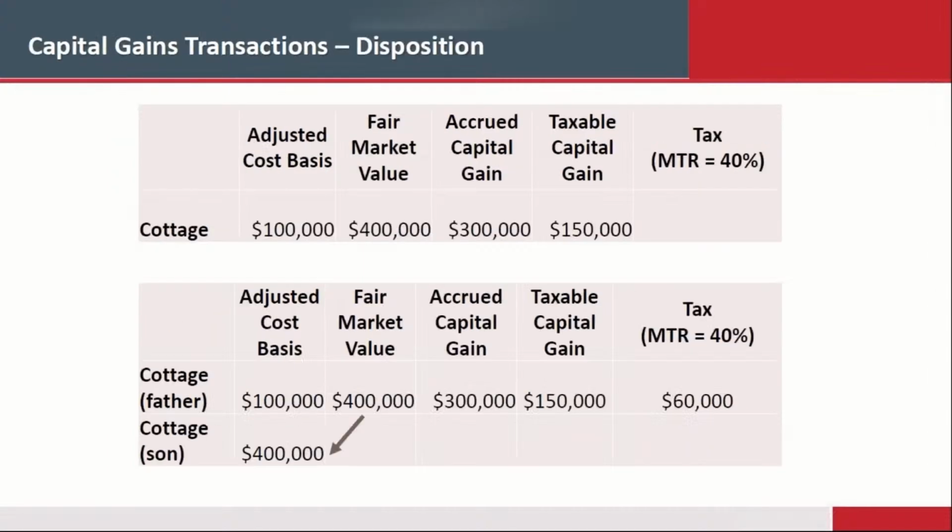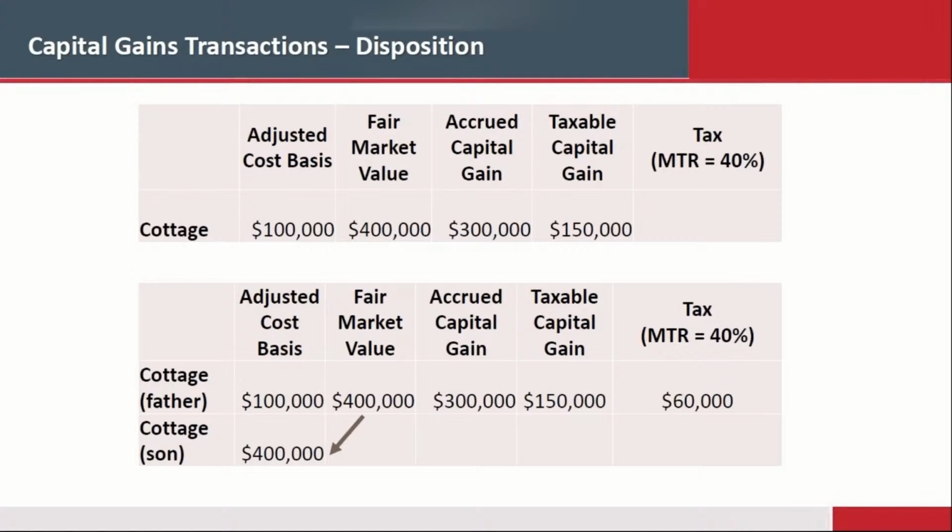Okay, so the other area we have to look at is what we call a disposition. A disposition basically means when you sell something, when you get rid of something, okay? Now, we all think in terms of the fact that an individual disposes of properties that they may own. So in our example, which is a fairly common example, let's say you had a cottage. You bought a cottage, and the ACB on that cottage, in other words, the cost of you buying the cottage, was $100,000. When you sold that cottage, the fair market value was $400,000. Okay, so you had an accrued capital gain of $300,000.